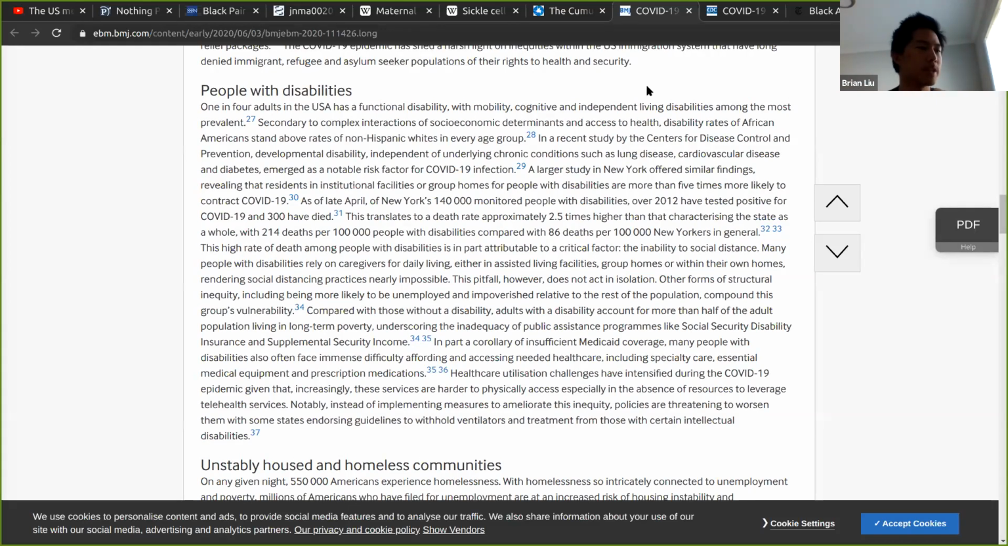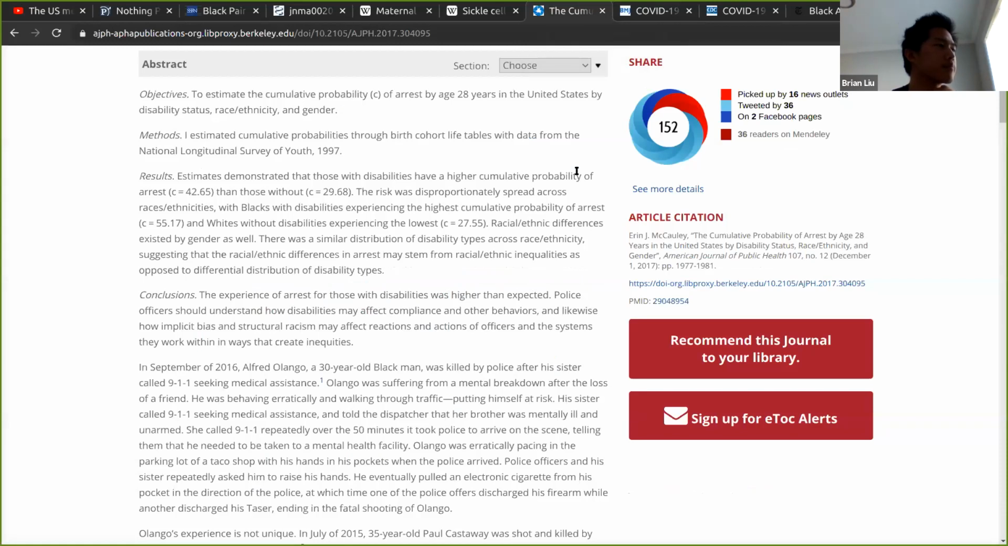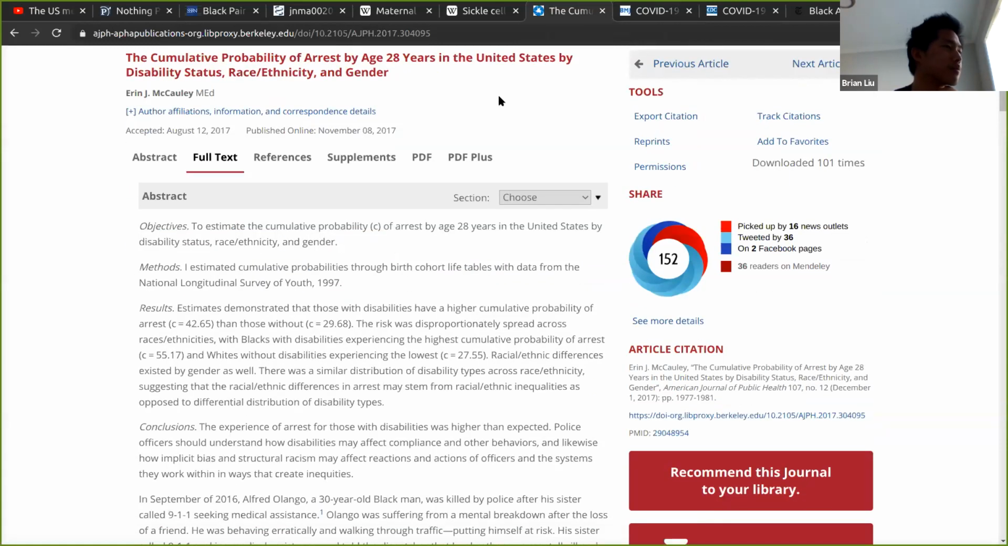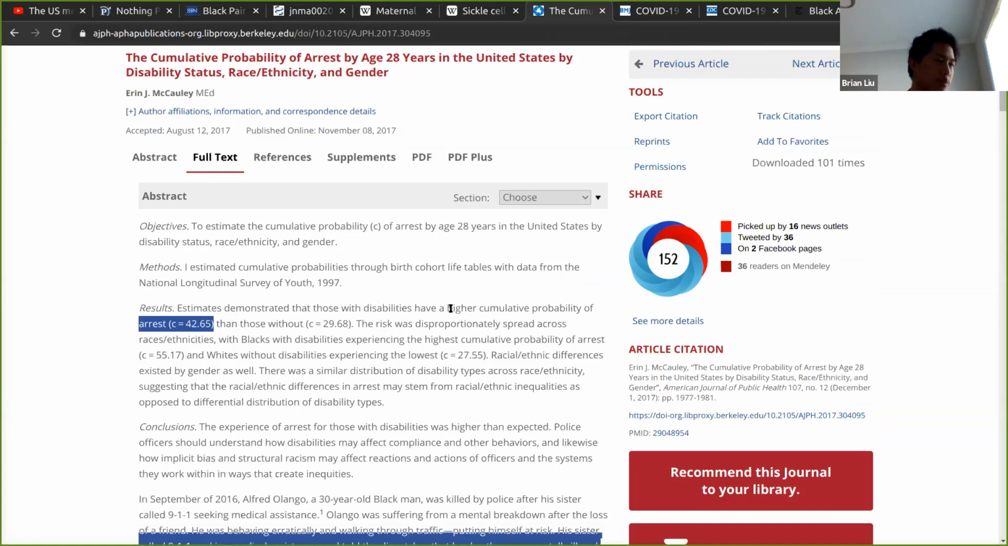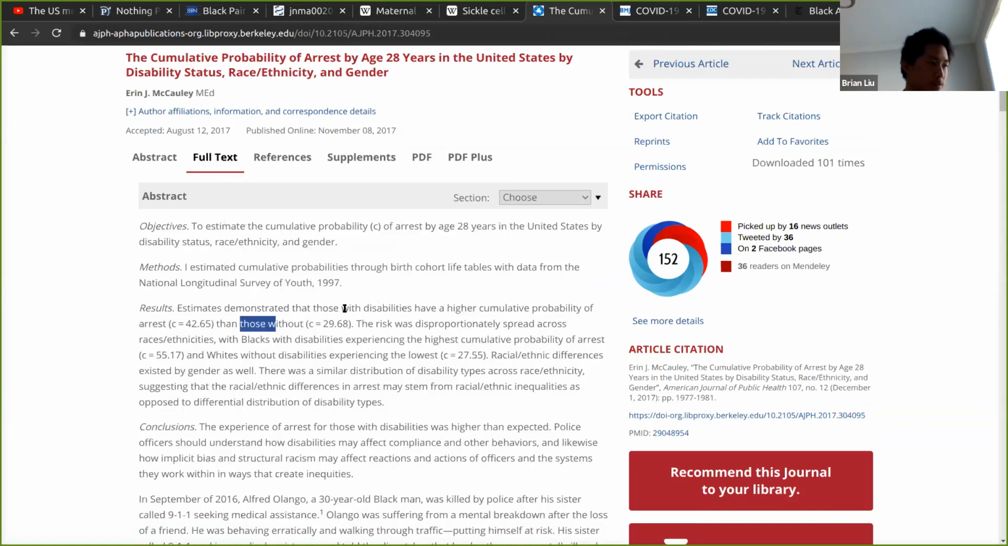And personally, having autism, there's this study that one of my friends shared. If we look at the cumulative probability of arrest by age 28, we see that people with disabilities have a higher cumulative probability of arrest than those without. 42.65% of people with disabilities have been arrested by age 28. People without disabilities have been arrested maybe 29.68% of the time.